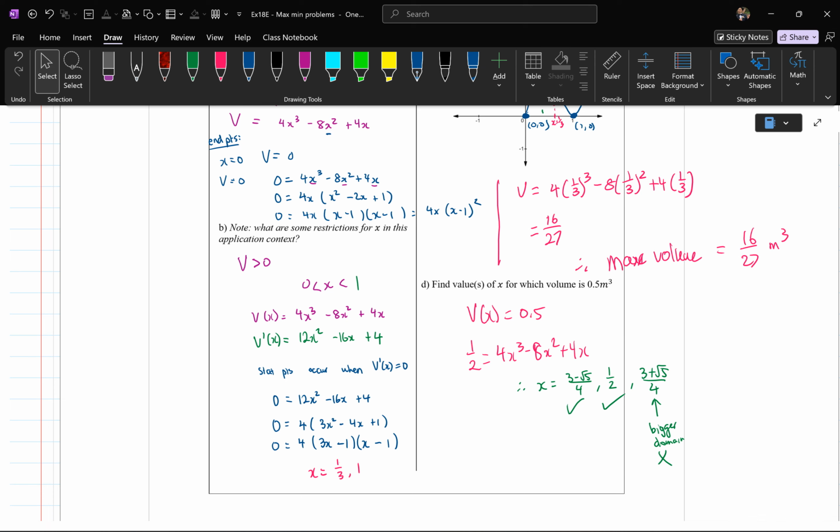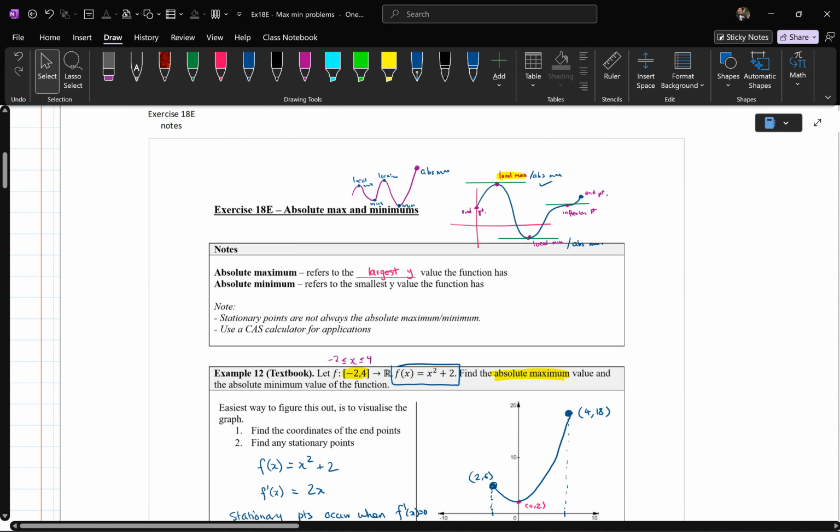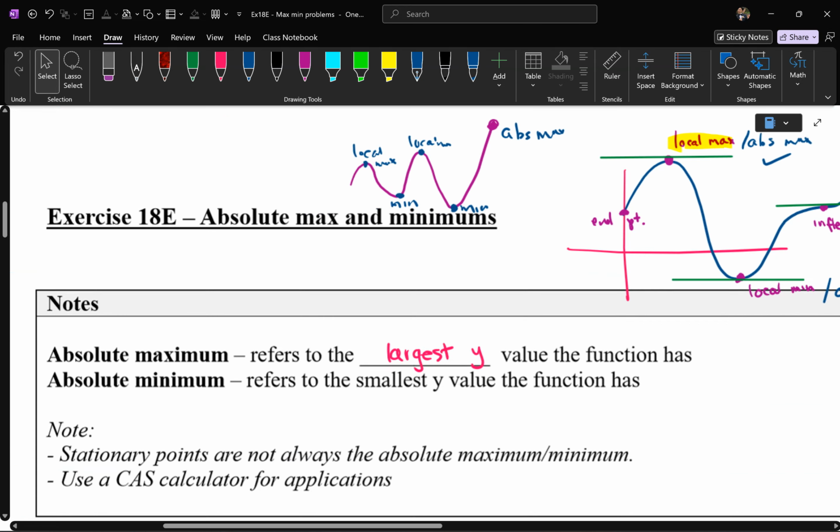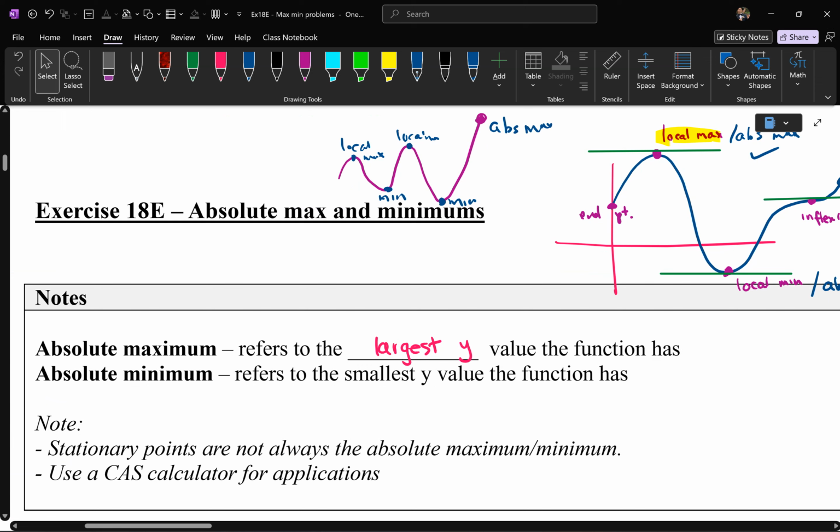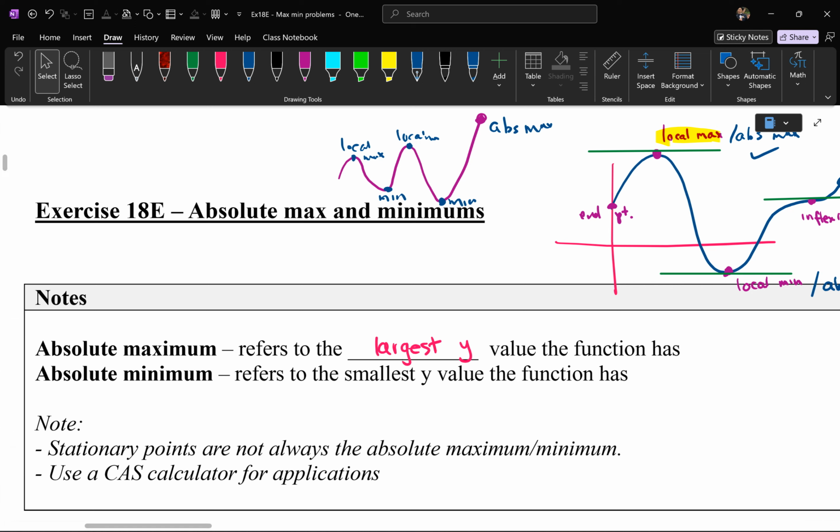As you're doing this bit, practice with the CAS, but that's it for today's lesson. Today's lesson was telling you the difference between absolute max and absolute min. Absolute max is the largest y value, min is the lowest y value, and stationary points don't necessarily mean it is the maximum or minimum. It's just turning points. Okay? We'll stop the video there.